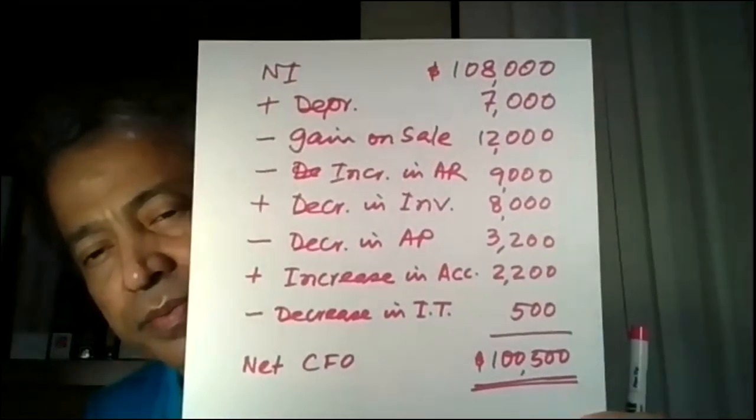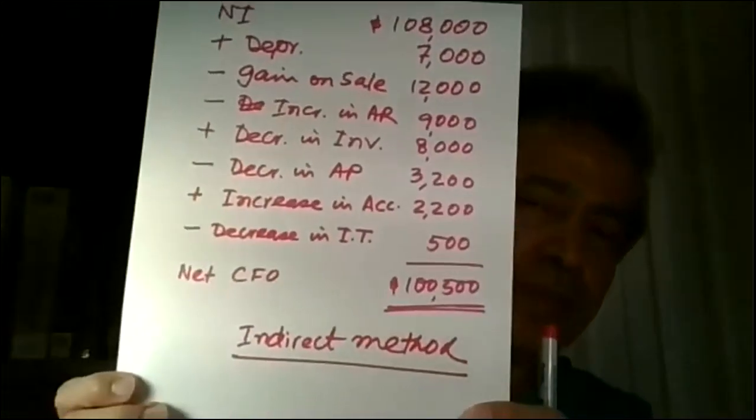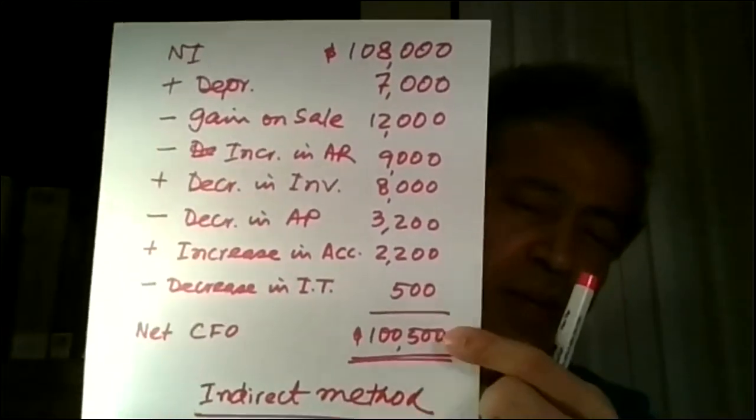This is the indirect method. Operating cash flow under the indirect method. This number, the magic number. So you can see it doesn't take too long to at least solve typical problems.